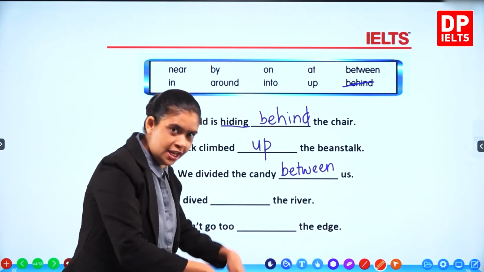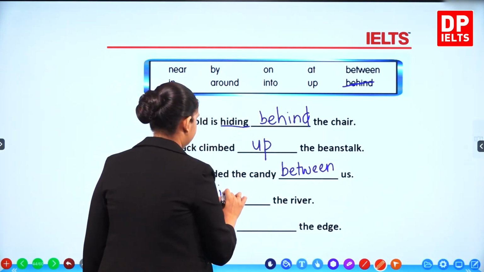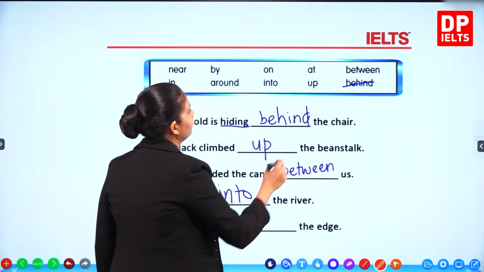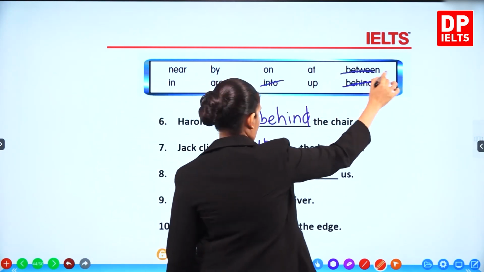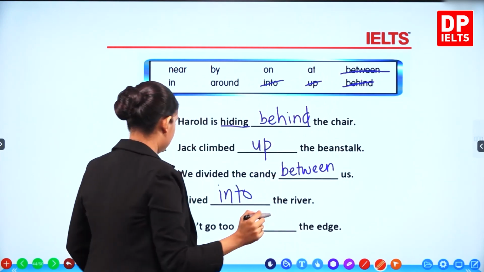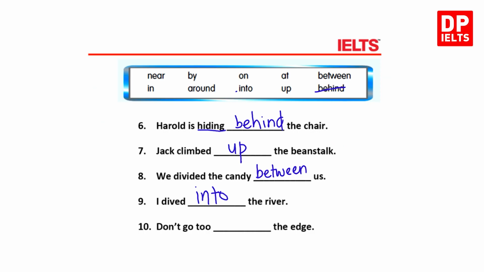I dived into the river. Right? I dived into the river.